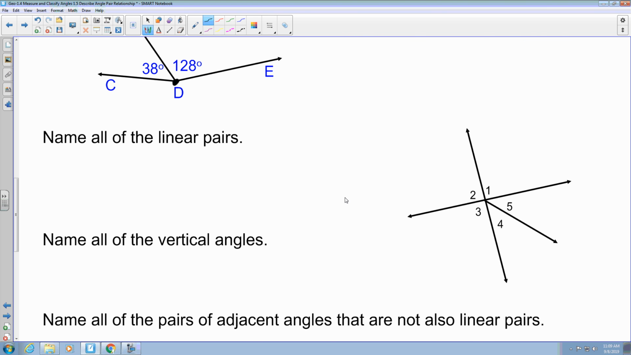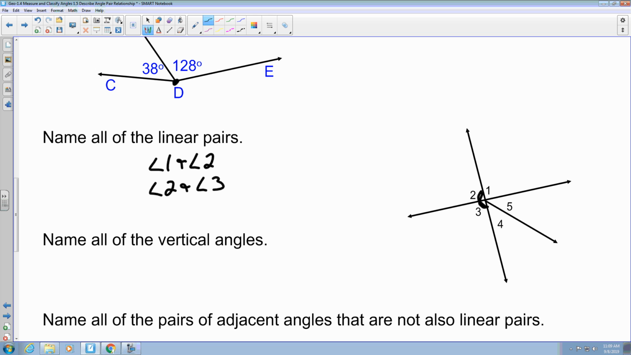All right, here they want us to name all of the linear pairs. So all the linear pairs here, like they say, they're adjacent angles, but they have opposite rays. So I look here, angles 1 and 2 have opposite rays. Those would be in a linear pair. So angle 1 and angle 2 would be a linear pair. Also, I notice that 2 and 3 are opposite rays. So I can say that angle 2 and angle 3 are a linear pair.